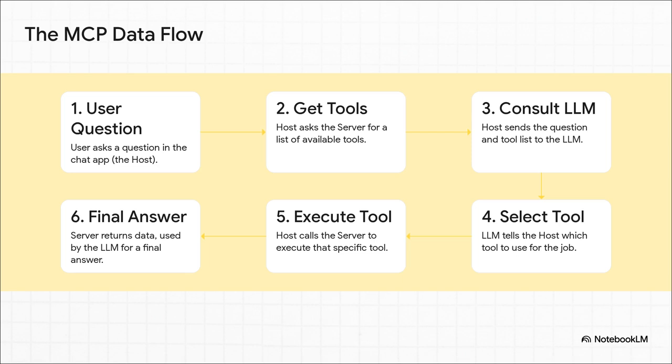So it all kicks off when a user asks a question. Now here's the key part. The host app doesn't just guess what to do. First, it asks the server, hey, what tools are available? Then it takes the user's question and that list of tools and sends them both to the large language model. The LLM acts like the brain here, figuring out, this is the right tool for that question. The host then tells the server to execute that specific tool. The server gets the data, sends it back, and then the LLM can put together the final perfect answer. It's this super smart and efficient loop that keeps the app logic totally separate from the data fetching stuff.